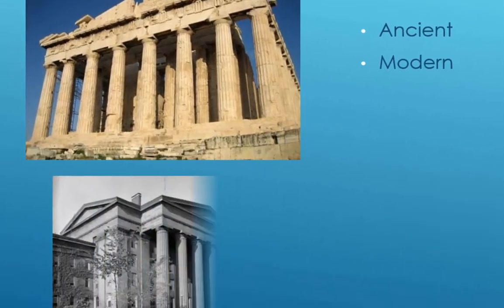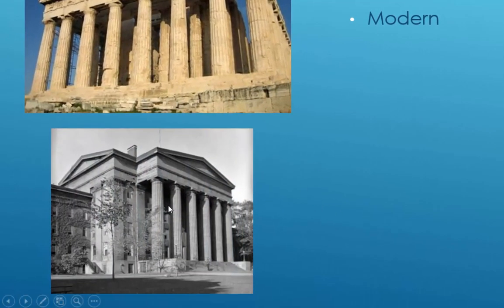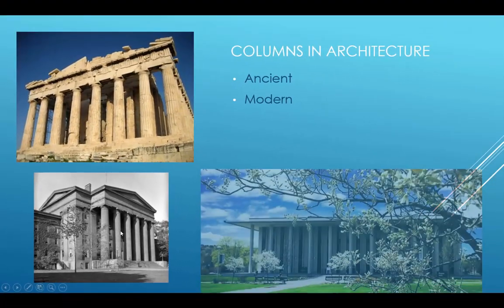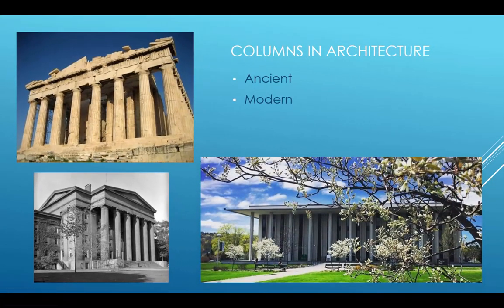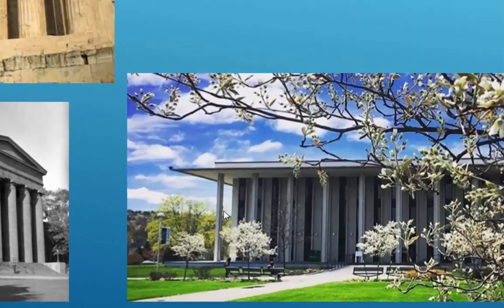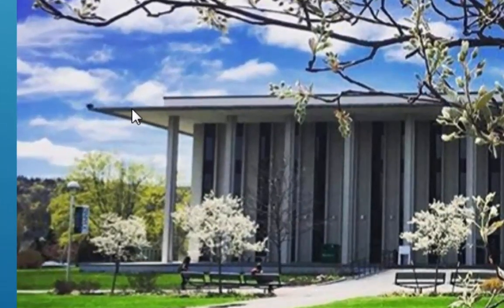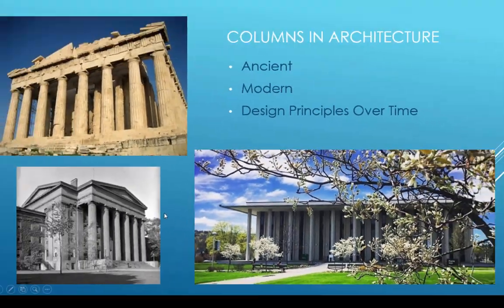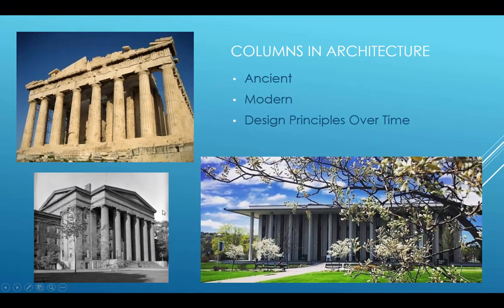In modern times, we still use very similar types of columns. This was built about 100-something years ago, and there's this structure that was built about 50 years ago. And there are still columns being used to support this cantilevered roof over this walkway down here. But a lot of the design principles have not even changed over time.